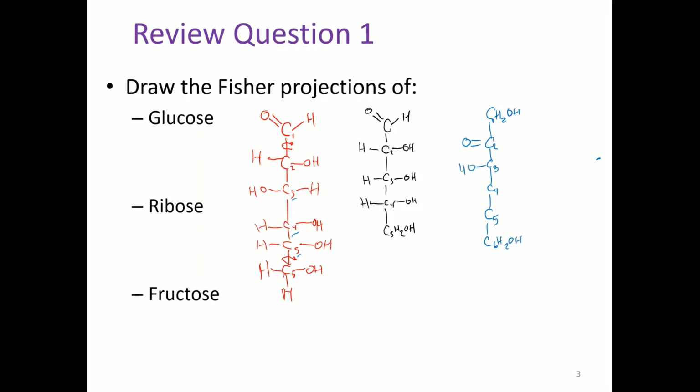Left, right, right. And then we can fill in our hydrogens on the opposite sides. Okay, so that would be the Fischer projection of D-fructose.